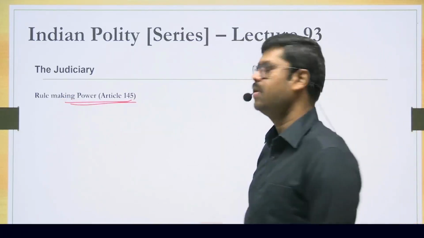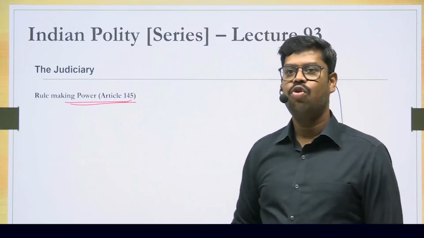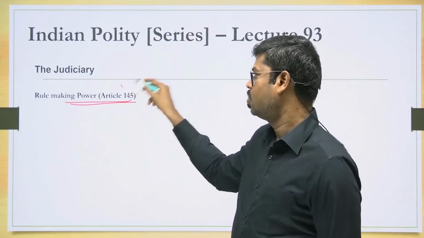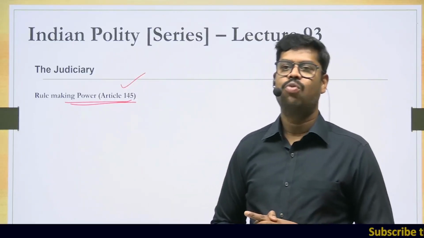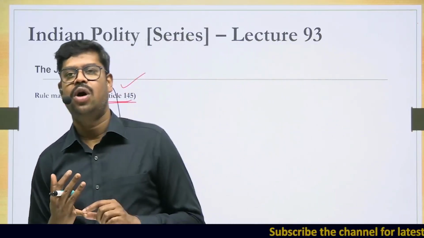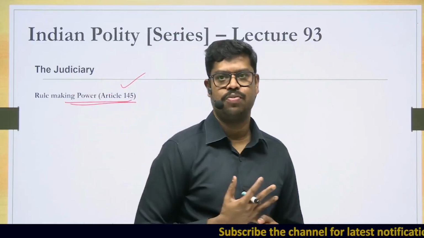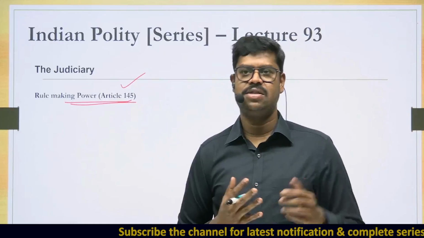So what does it mean by the rule making power under Article 145 of the Constitution? A rule making power under Article 145 of the Constitution allows the Supreme Court of India to make rules. And what are the rules they can make? They can make rules related to how the cases shall be filed in the Supreme Court.